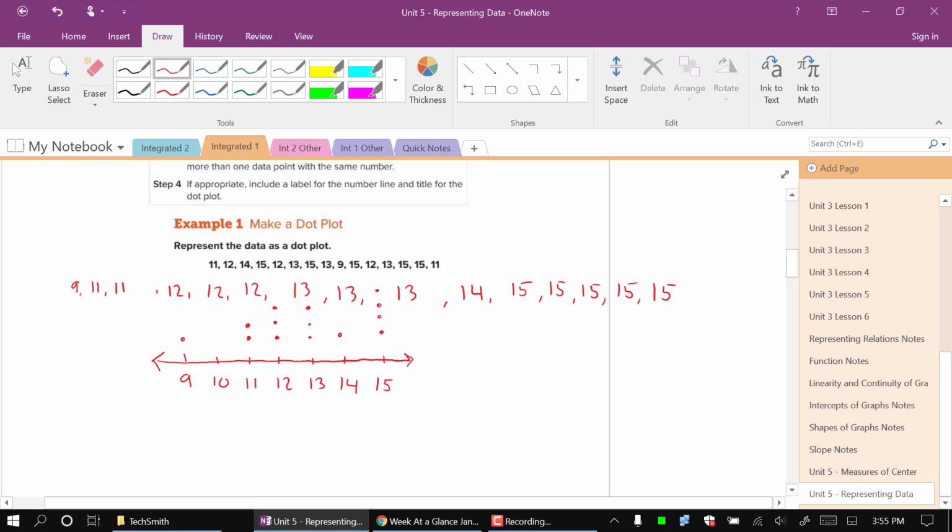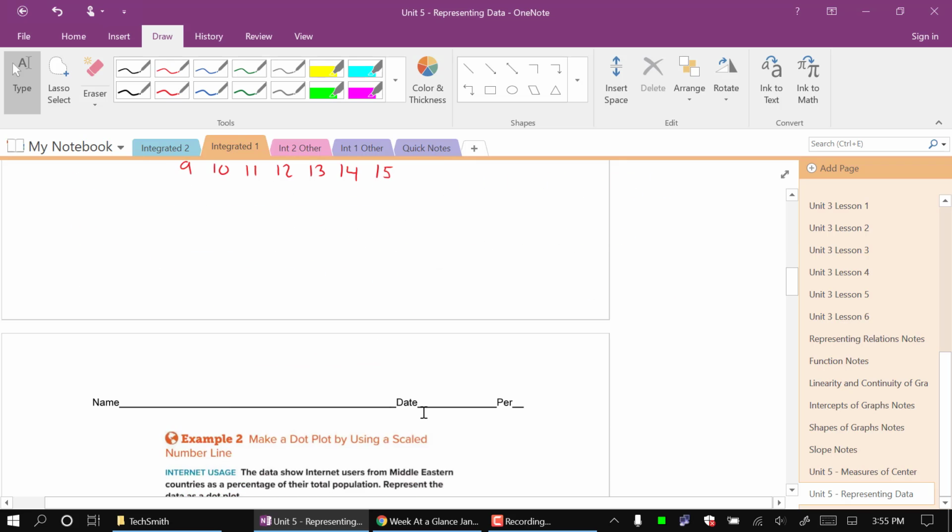3, 4, 5. Looking at this, we can find our mode right away. Our mode is going to be 15 for this. It's not asking for that, but we could find it. Normally we would title this down here, but they don't give us a title. They just give us the data. So there's nothing to title this, and we're done with making our dot plot.